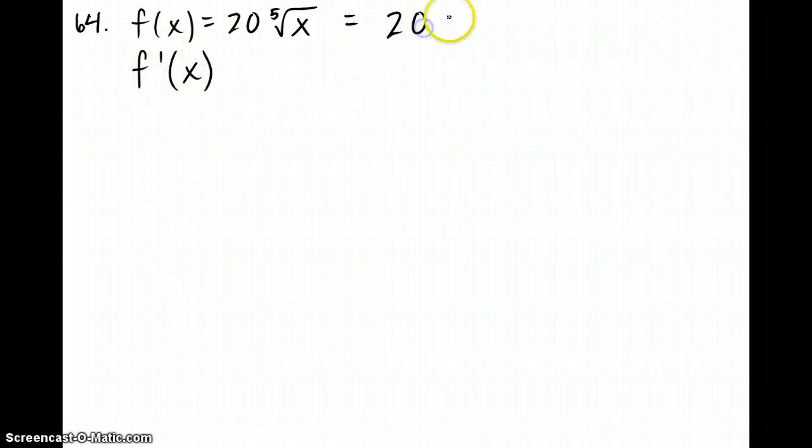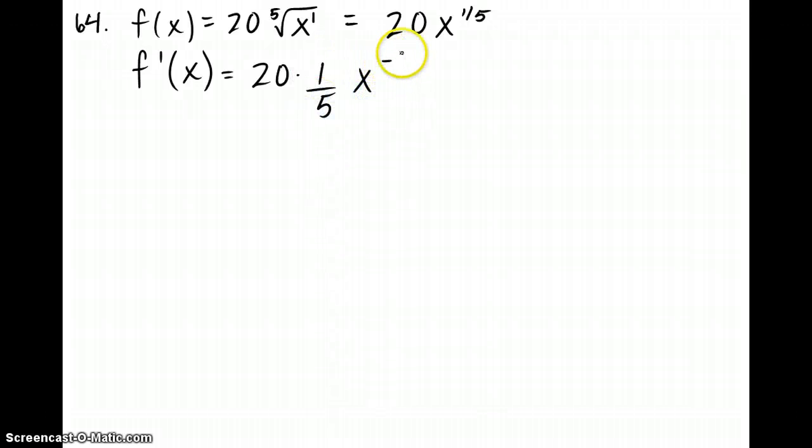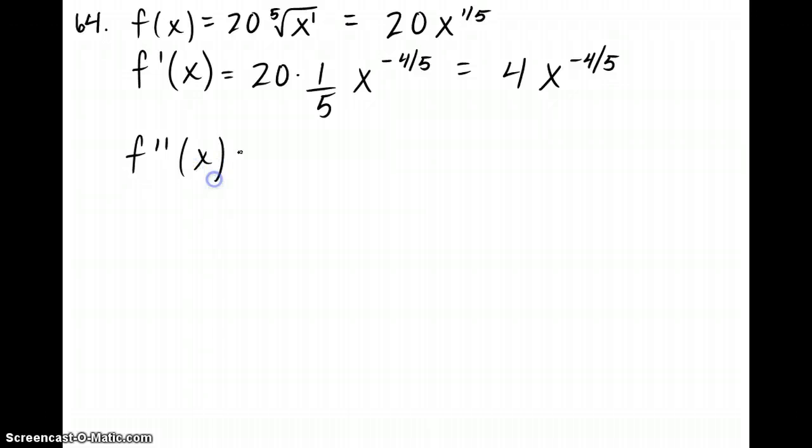Okay, so let's rewrite this as 20x to the 1/5 power, radical to rational exponent, power of the base over root of the base. So using the power rule for the first derivative, we get 4x to the negative 4/5. Now using the power rule again to find the second derivative, 4 times negative 4/5, x to the negative 9/5.